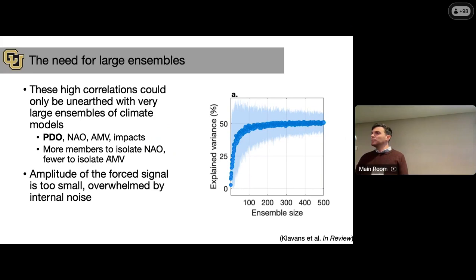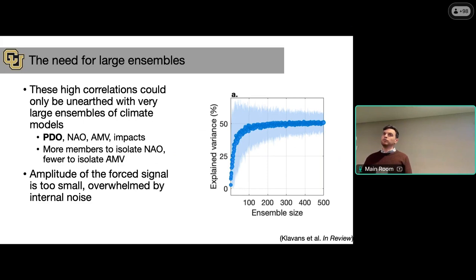It turns out we need a whole lot of ensemble members to be able to isolate these high correlations between the ensemble mean and observations. The example here is for the PDO index. All I did here was bootstrap random ensembles of increasing size on the x-axis and then plot the R-squared on the y-axis. You can see that as ensemble size increases up to about 100, that correlation starts to finally saturate. So if you have a small ensemble, only 40 members or so, you may not get all the way up that curve.